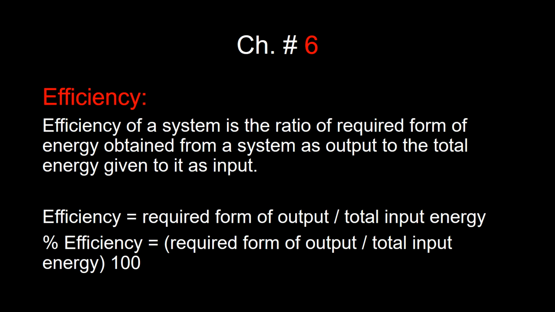Efficiency is equal to the required form of output over total input energy, and we can show this efficiency as a percentage by multiplying this equation by 100, and we get the efficiency in percentage form. This efficiency has no unit because it is the ratio between two same quantities, meaning output energy over input energy. Energy has the same unit, joule over joule, so it will be cancelled. So efficiency has no unit.